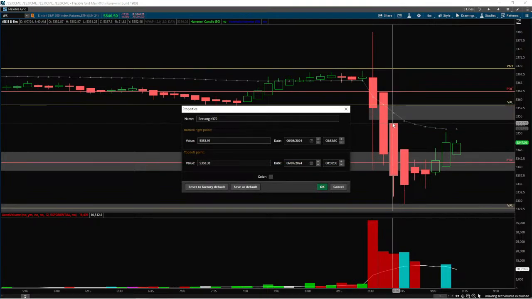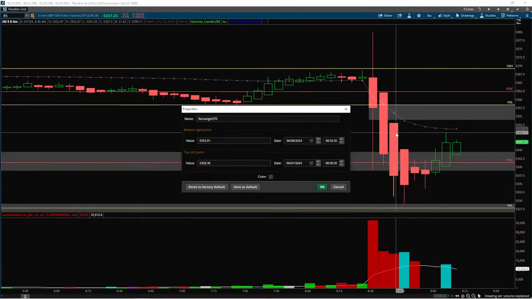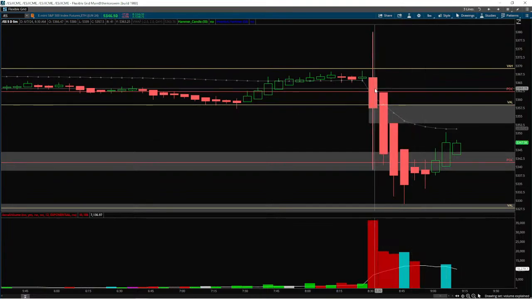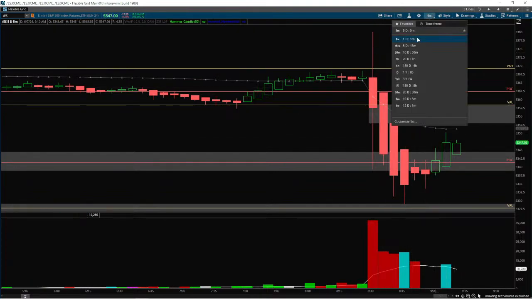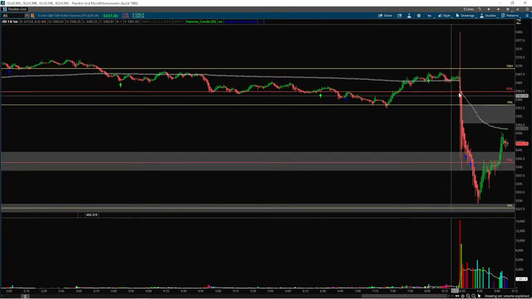What is that? 535298. What does it say up here? 535287. 5352.87. All right, so that's my area of interest. Let's go into the 1 minute one more time. Look at what the point of control gave us. The control is just point of control, and it's just there.